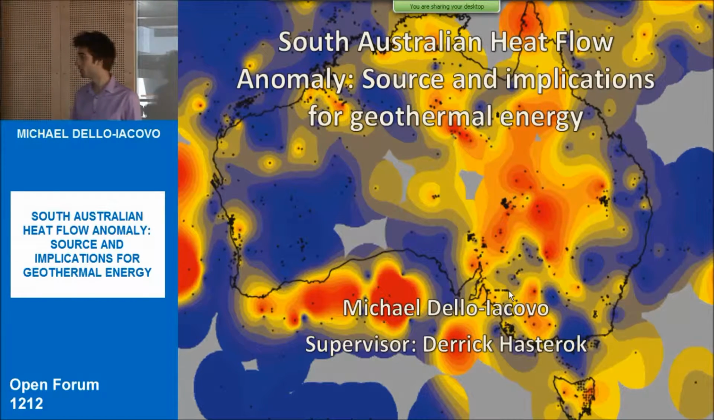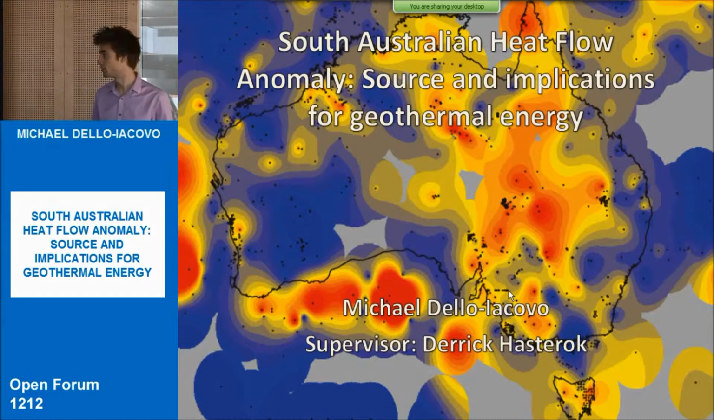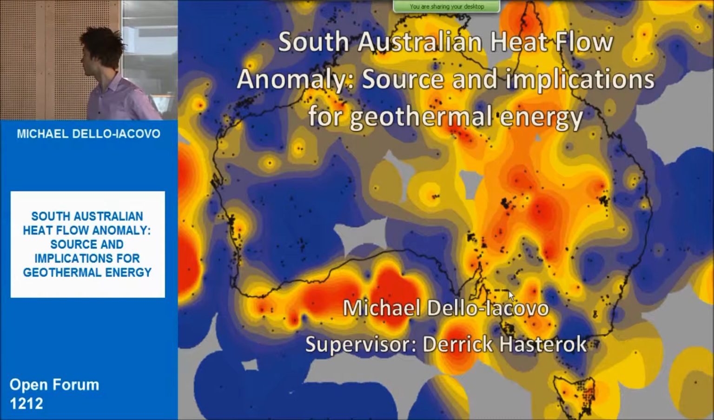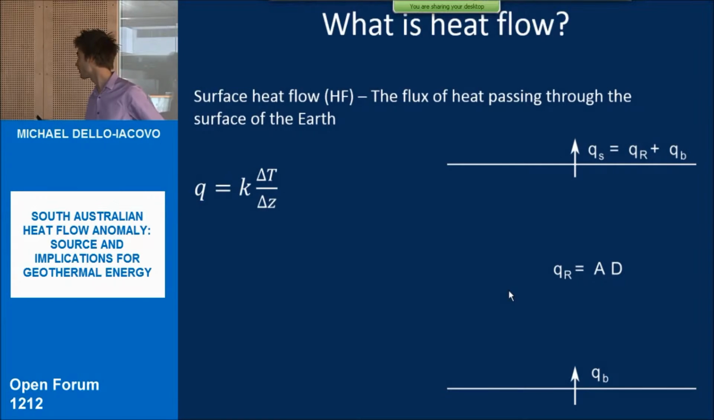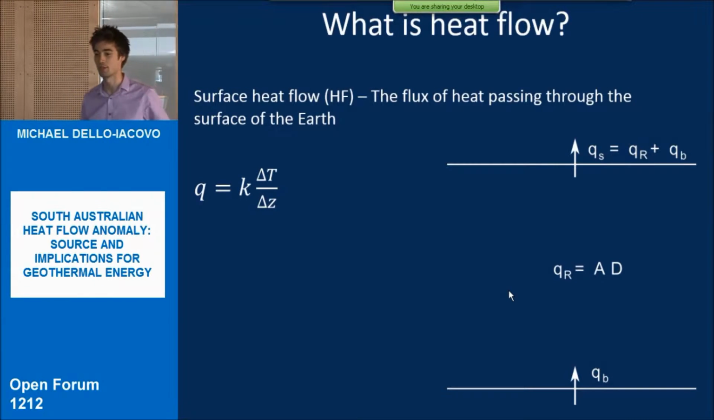Thanks. Hi guys, so I'm talking about my honours project today, South Australian Heat Flow Anomaly, Source and Implications for Geothermal Energy. And I did this at the University of Adelaide with my supervisor, Derek Astrott. So what is heat flow? Surface heat flow is the flux of heat passing through the surface of the Earth.